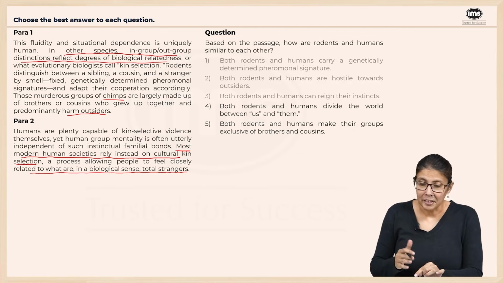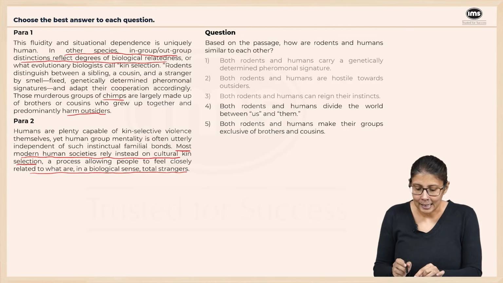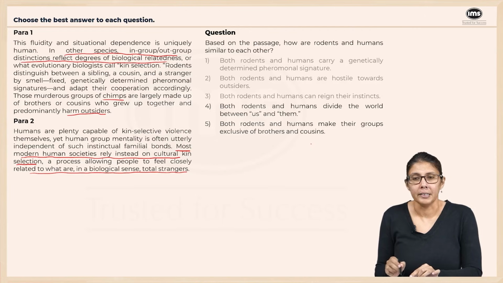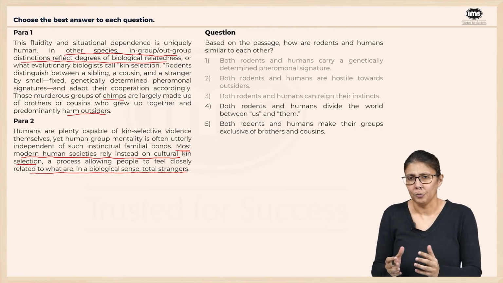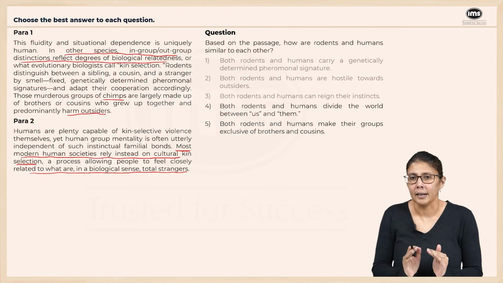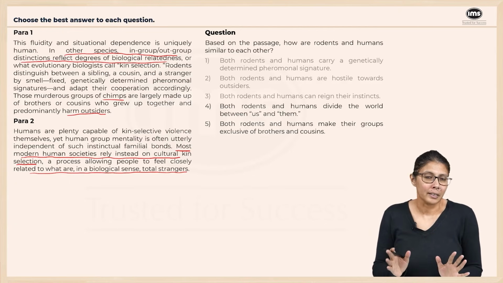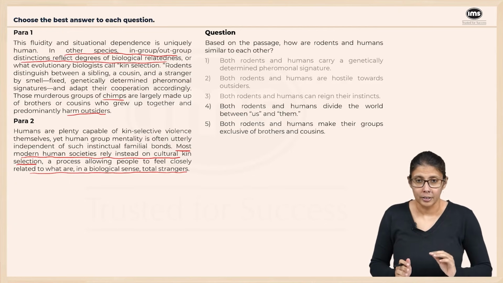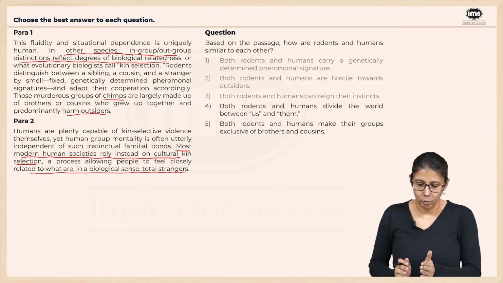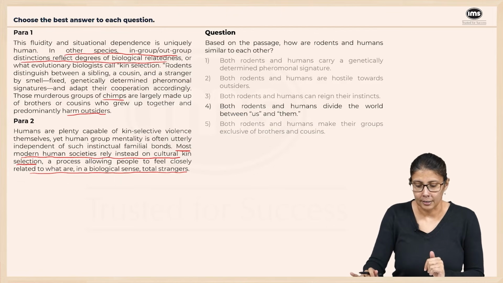The other way of interpreting option 5, which is less likely, is that rodents and humans do not include brothers and cousins in their groups because that's what exclusive of means. If it had said exclusively of, then yes, we would have said that the groups include brothers and cousins only. So either way, this is not a similarity between rodents and humans because rodents determine their groups on the basis of biology, humans do not. And so option 5 is not going to be our answer. The answer is option 4.